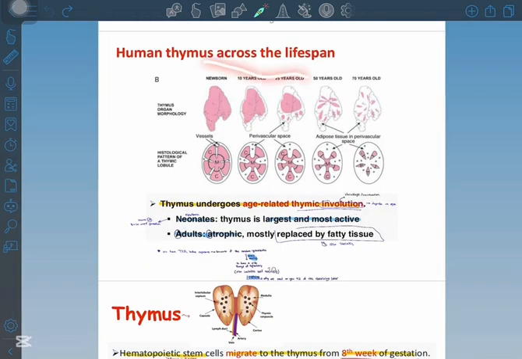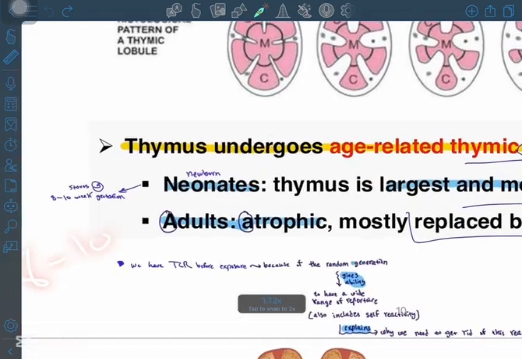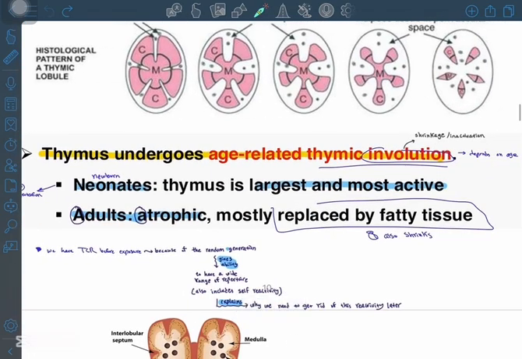Now, the human thymus across the lifespan. I want you to remember 2 points. Actually 3. The first one is that the thymus starts being formed at the 8th to 10th week of gestation. Alright? And in neonates, which is basically newborns, the thymus is the largest and most active. As we start to age, it starts atrophying, it starts shrinking and becomes inactive, and then it's replaced by fatty tissue.